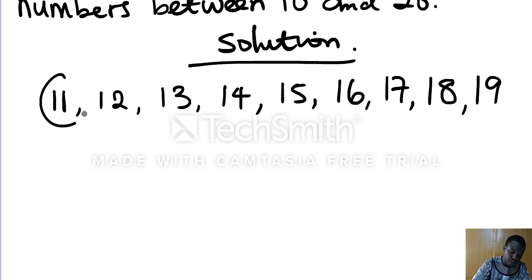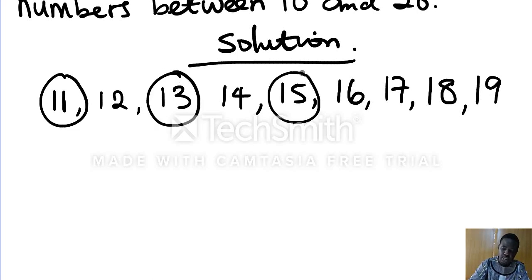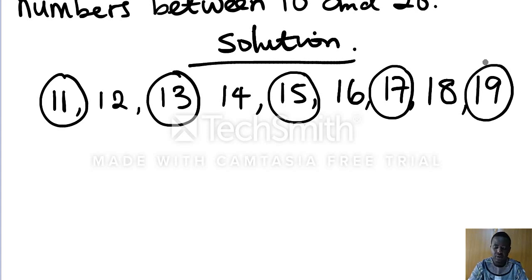Now, which are the odd ones? This is an odd number. This is an odd number. This is an odd number. This is an odd number. And this is an odd number. So we have 5 odd numbers between 10 and 20.